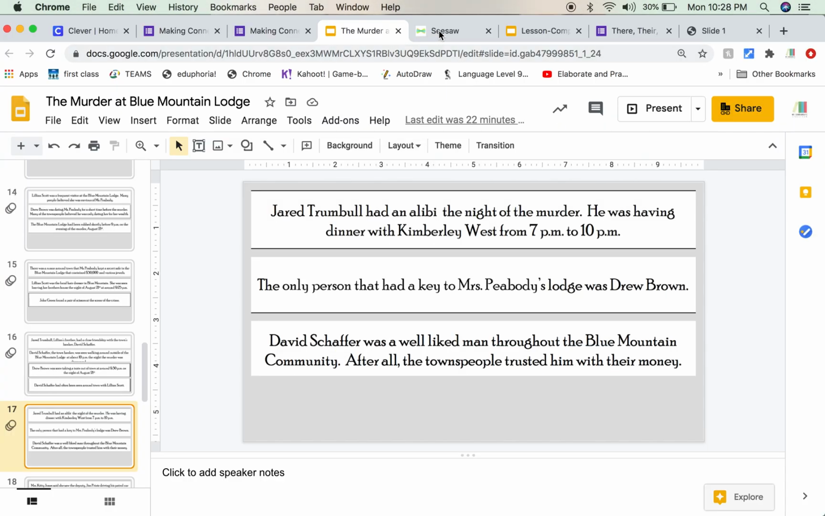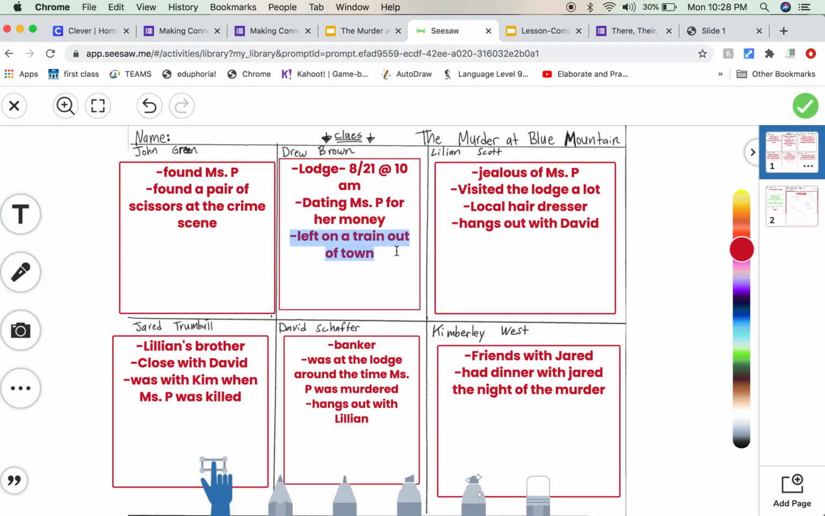So we have to add for Drew. Follow along with me. Type this in. What I do, you do. 4th graders, had only key to the lodge. Very peculiar, very interesting. So type in had only key to the lodge underneath Drew. That's a clue for him.